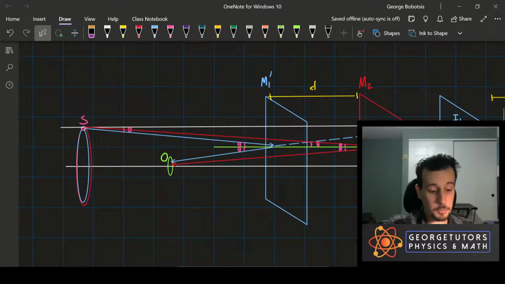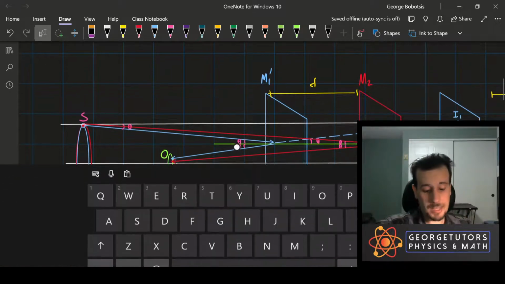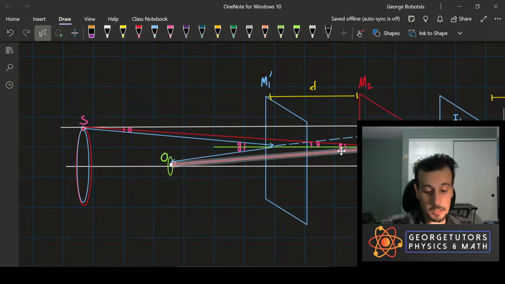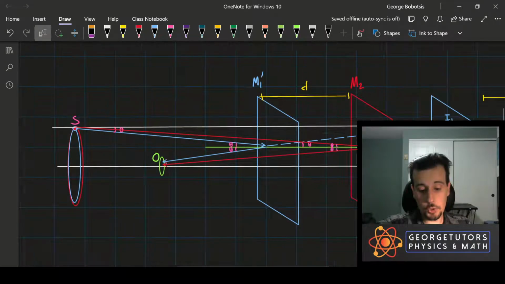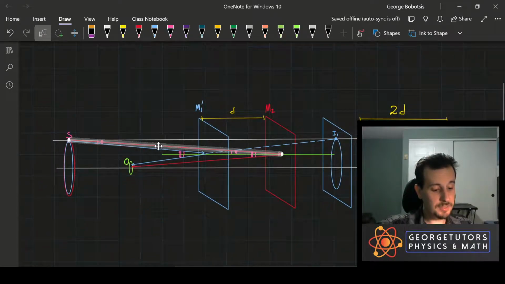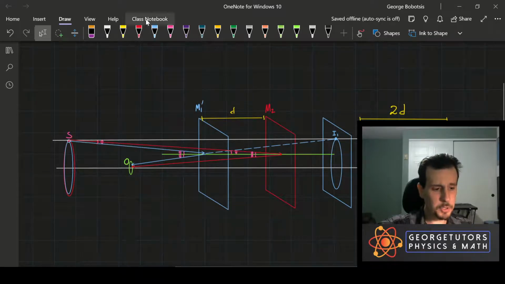We're going to apply the same logic as before. So essentially, we're going to extend this line backwards behind the mirror M2, a distance equal to this one over here. So this one's going to be a little bit harder, but I'm sure I can make that happen. So we're going to extend it backwards.